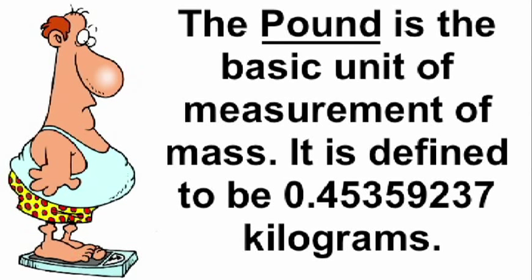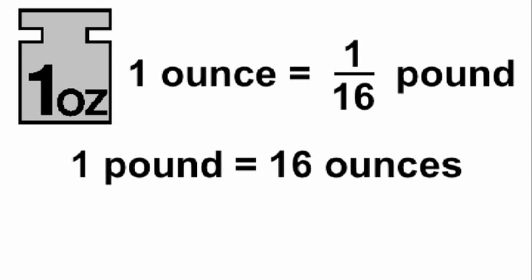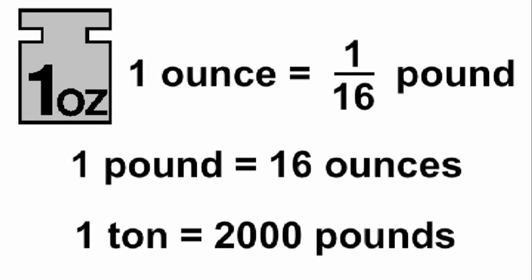The pound is the basic unit of measurement of mass. It is defined to be 0.45359237 kilograms. 1 ounce equals 1/16th of a pound. 1 pound is equal to 16 ounces. 1 ton is equal to 2,000 pounds.